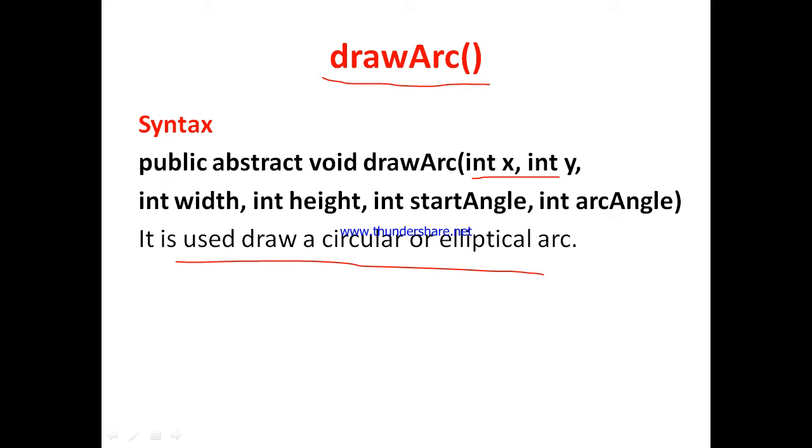Now, the third and fourth parameters define the width and height of the oval of which this arc is a part. The start angle defines the starting angle from which the arc will be drawn. It may be 0 degrees, 30, 40, whatever. And the arc angle, the last parameter, specifies the amount of angle up to which the arc will be drawn. Now, let us see an example.